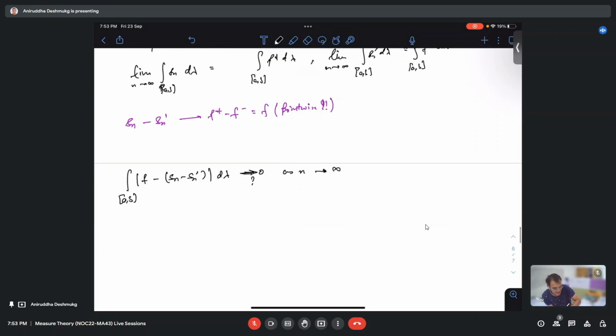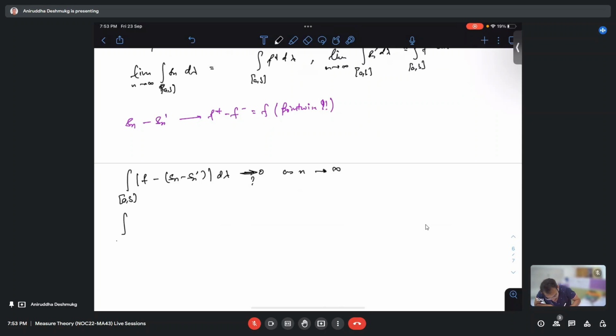But it is easy to see. Why is it easy to see? Since f is in L1, Sn minus Sn prime are less than or equal to f everywhere. Less than or equal to f in the sense that the Sn primes approximate f minus from below, and the Sn's approximate f plus from below. So they are in between the x-axis and the image of f.